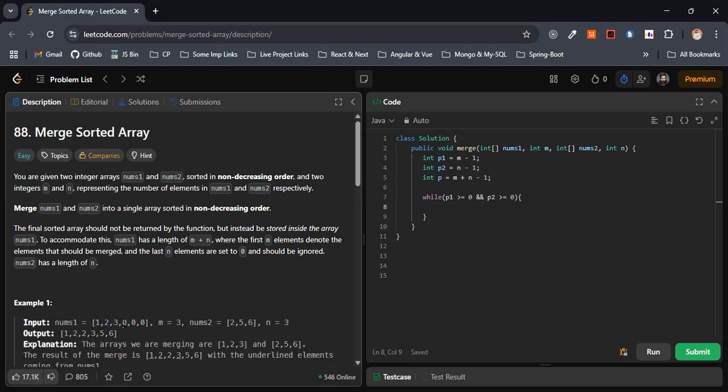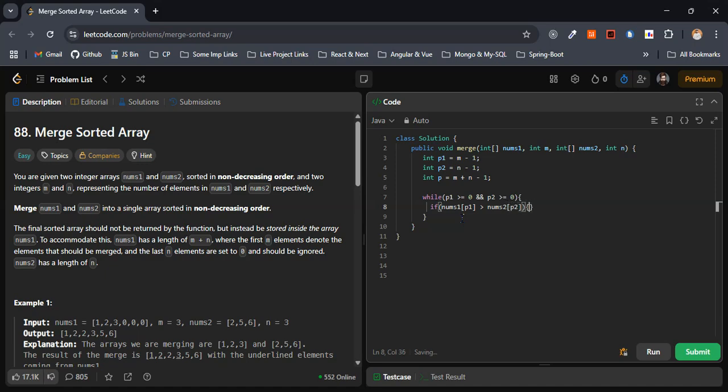So I hope this part is completely clear. We have to put the larger element at the end, and also we have to put the larger one from nums2. For these two conditions, we have to write the if condition. So let's write the simple if condition here. This will be nums1 of p1 if it is greater than nums2 of p2.